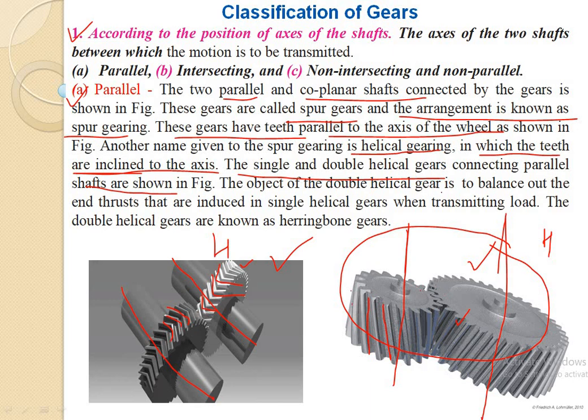The object of the double helical gear is to balance out the end thrust that is induced in a single helical gear. Due to the transmission of load, there is a possibility that end thrust might get induced in a single helical gear. So to avoid this effect of thrust load, we use double helical gears. The double helical gears are also known as the herringbone gears.